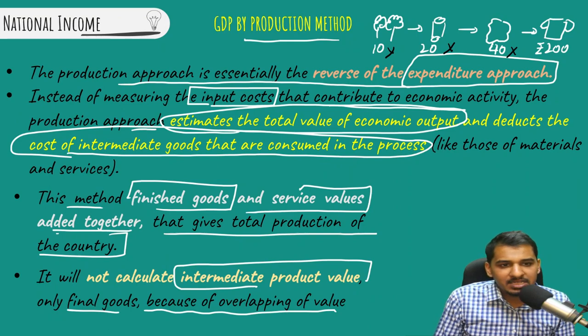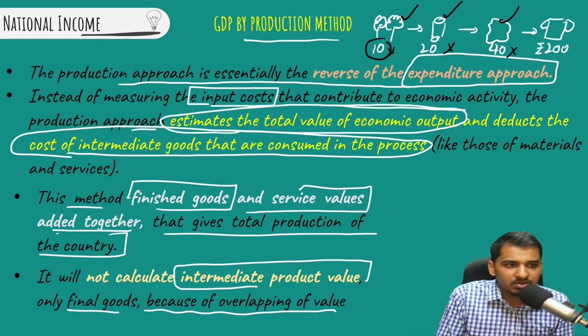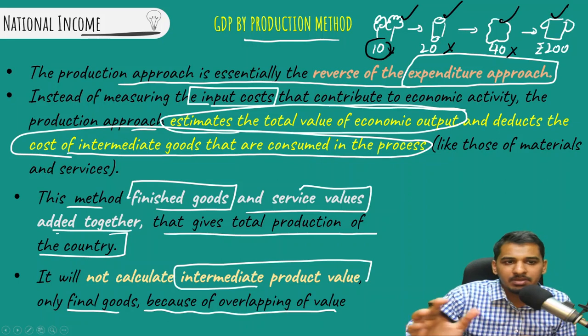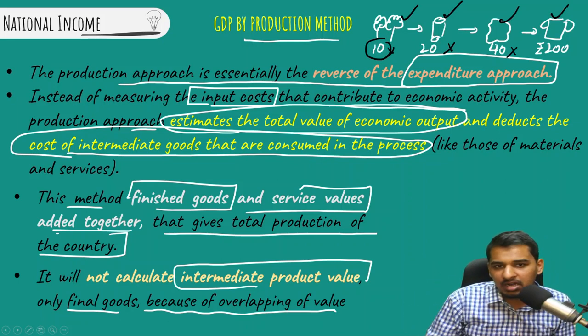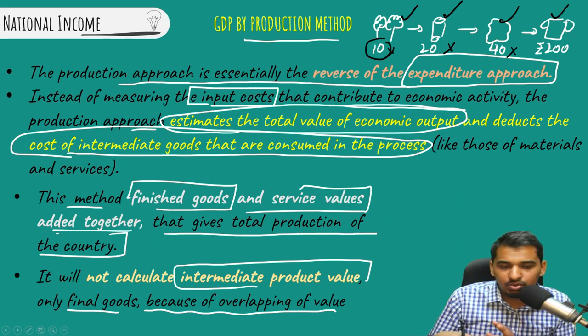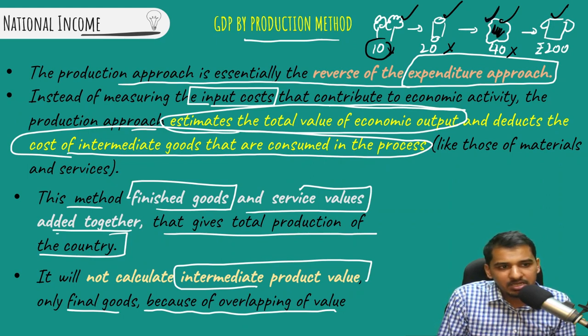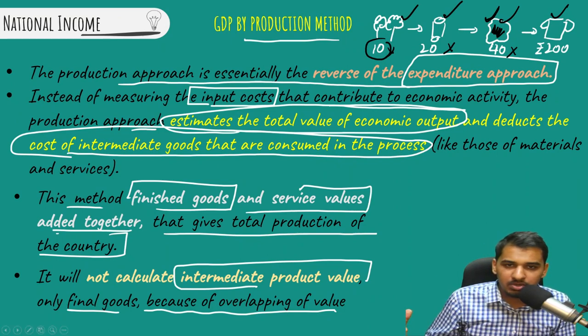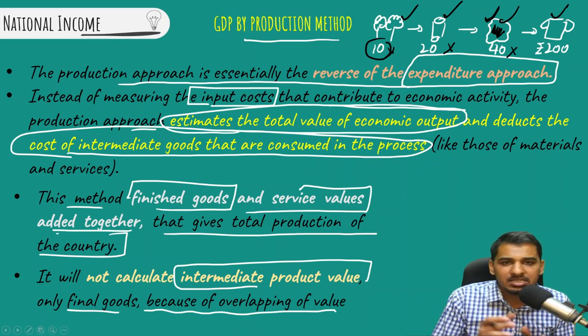Because if you are adding, this 10 rupee will be added in the case of cotton, in the case of yarn, in the case of fabric, and in the case of shirt also. So this 10 rupee will be calculated along the chain every time. Because in case of yarn also, the producer of yarn will include the value of cotton at which he has bought the cotton. In case of fabric also, he will include the production cost of the cotton. So it is getting counted again and again.